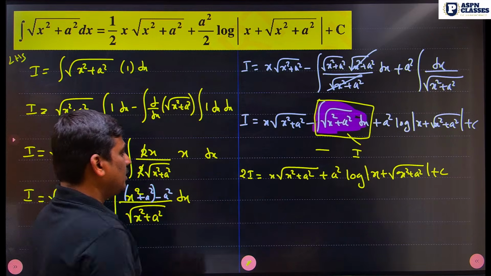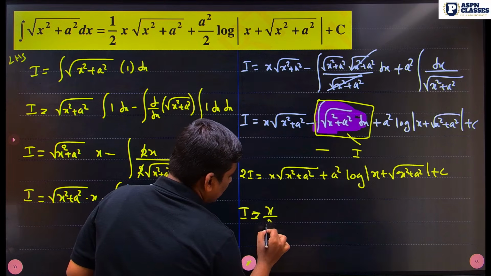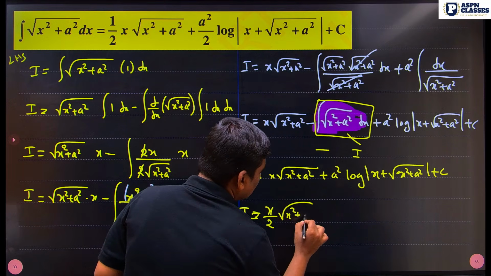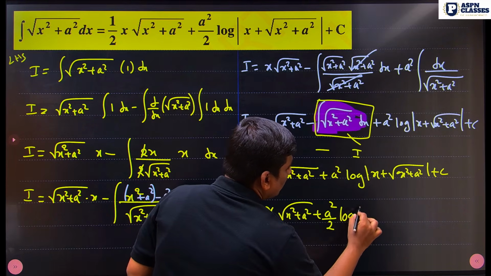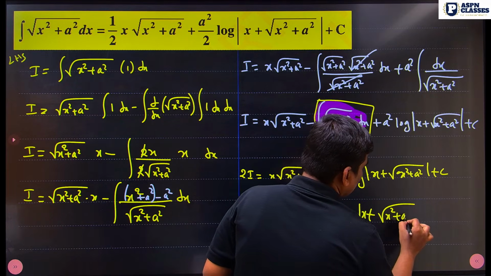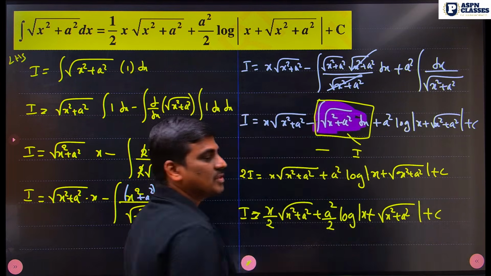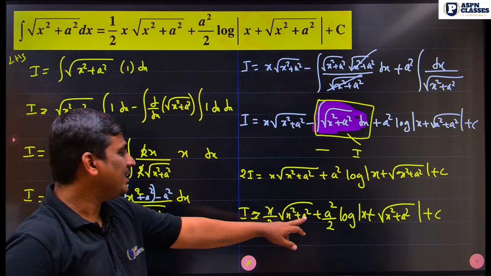Okay, so again you need to shift the 2 to this side, and you will get the answer: x by 2 root of x square plus a square, divided by 2 log of mod of x plus square root of x square plus a square, plus c. Okay students, now you compare with the result. There is no change, only the signs are changed here.